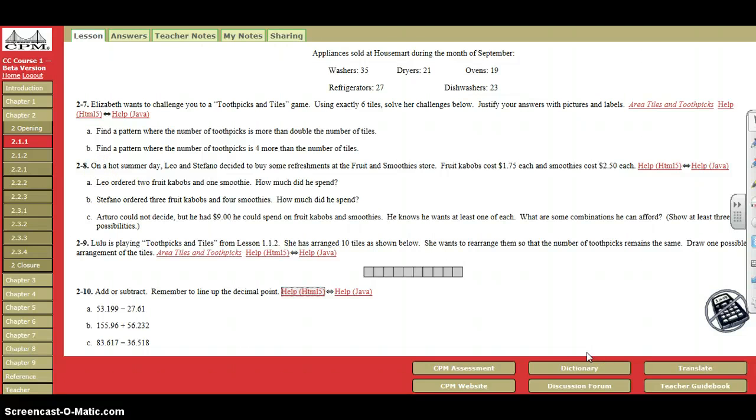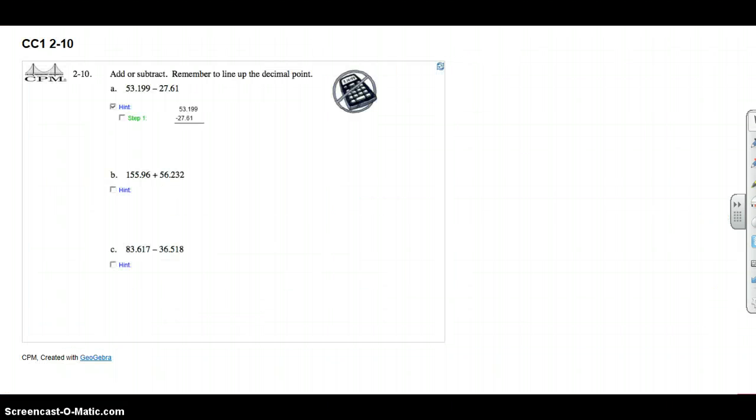Moving down to 2.10, for A, basically for all of 2.10 you need to add and subtract. It gives you the hint to remember to line up the decimal points. So A is 53.199 minus 27.61. If you go to the help, okay, it gives you your very first hint. It's showing you to line up those decimal places, one on top of the other, okay?